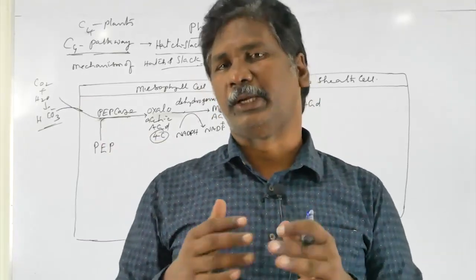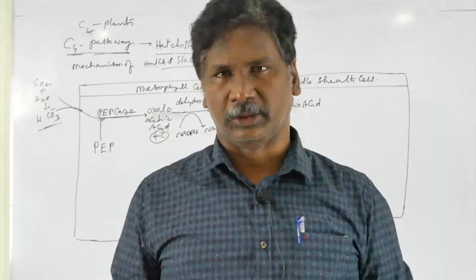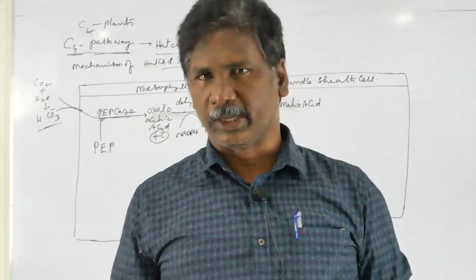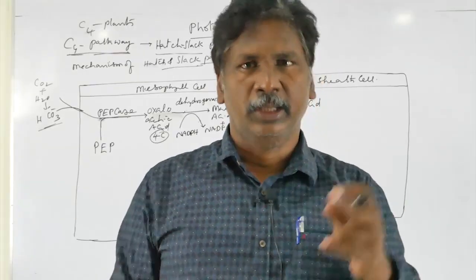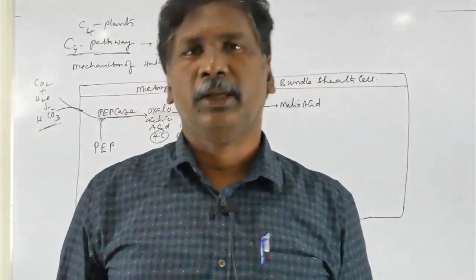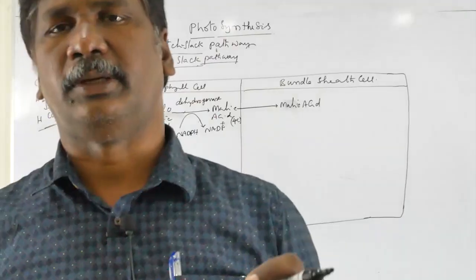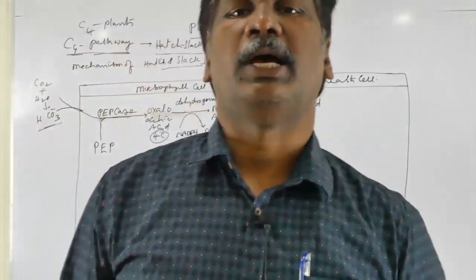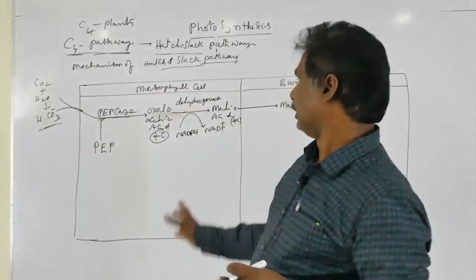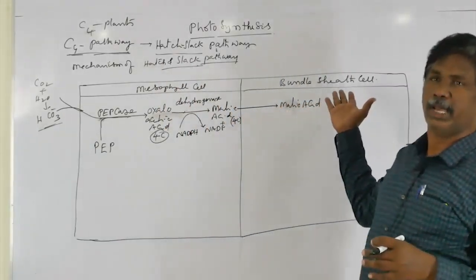If malic acid undergoes transamination and is converted into aspartic acid, and that aspartic acid enters the remaining reactions of the C4 plants, then that is called the aspartate form. But on the board, you can see the malate form.